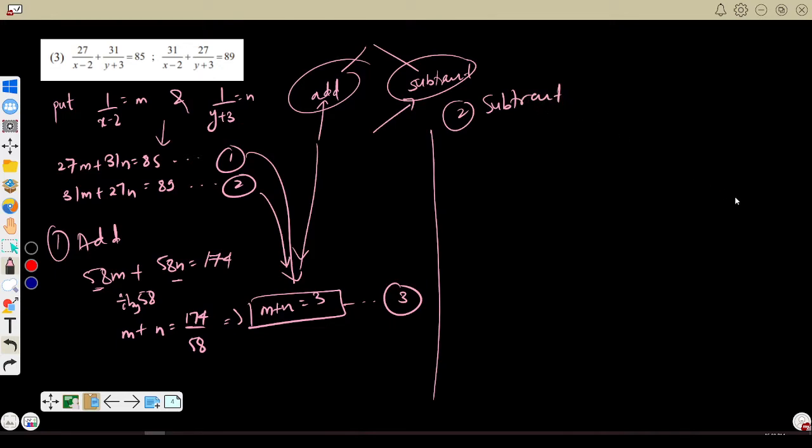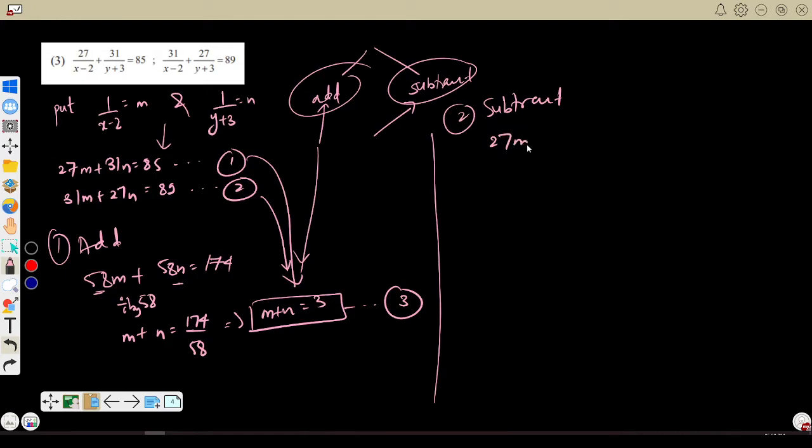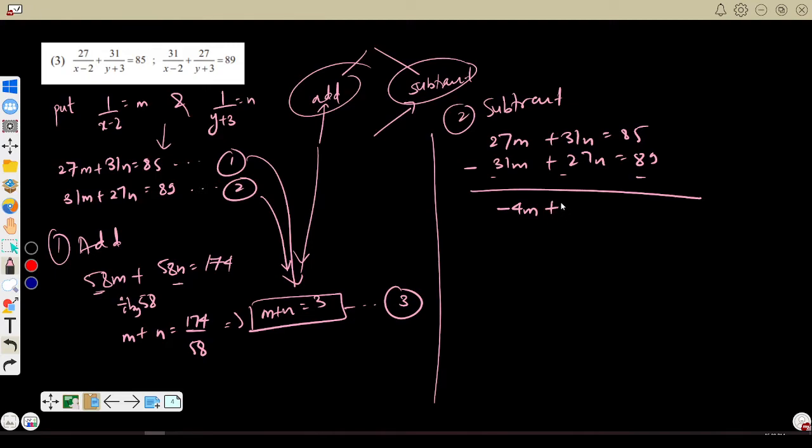If you subtract the equations, what will happen now? 27m plus 31n is equal to 85, minus 31m plus 27n is equal to 89. Again, if you remember, if you subtract, signs will change. So 27 minus 31 gives me the value minus 4m. 31 minus 27 will be plus 4n, and this will be minus 4. Again, this equation can be divided by 4. If I divide this by 4, the equation will be minus m plus n is equal to minus 1. I hope this is clear to you. I mark this equation as equation number 4.